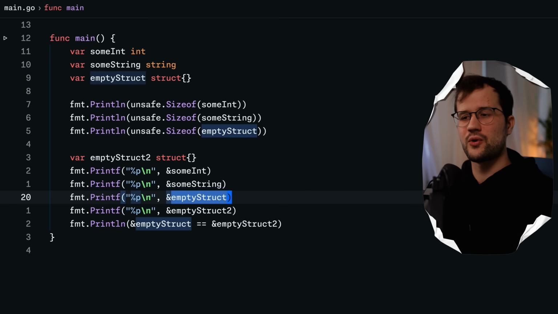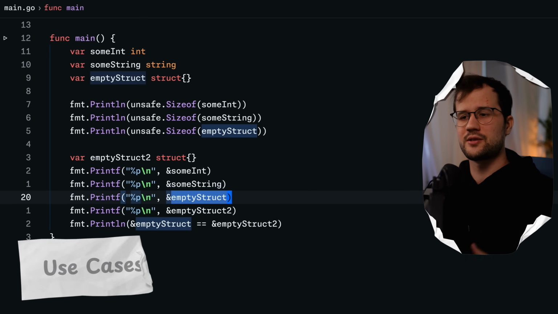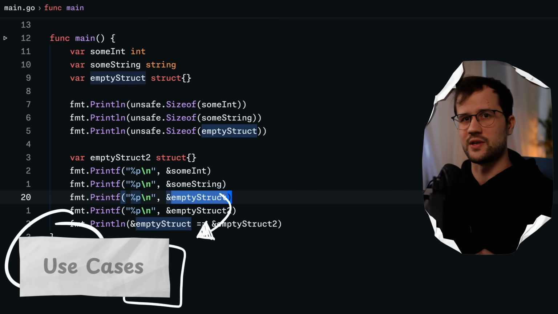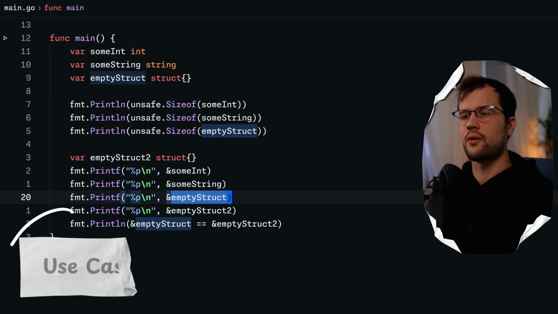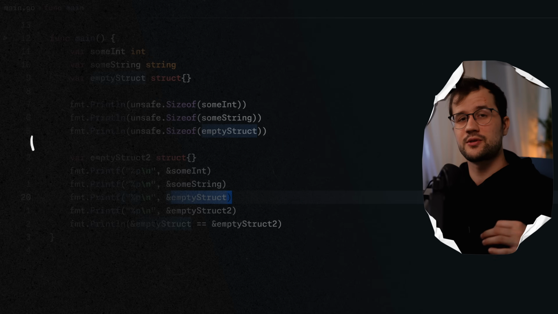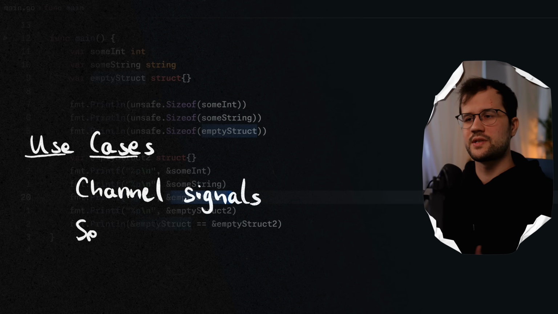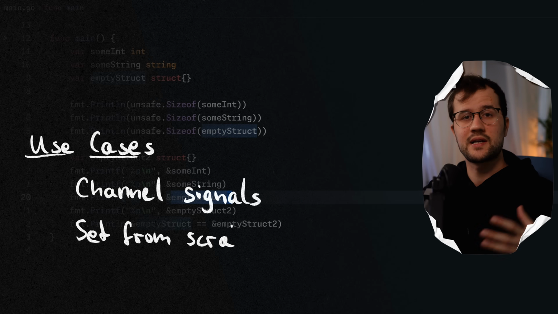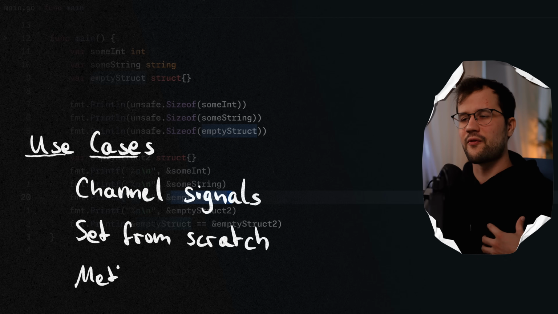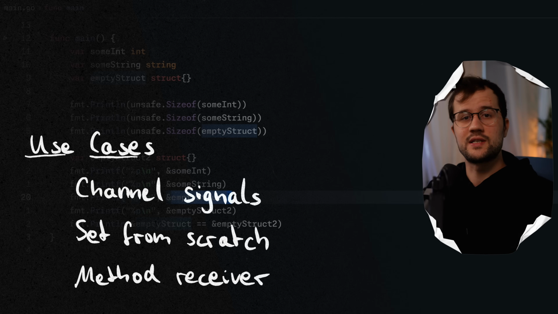Okay, now that we know how it actually works, let's have a quick use case for these empty structs. Here we will focus on the most common use case, which is using empty structs as channel signals. A few other use cases include implementing a set from scratch and, for instance, defining a method receiver in a really straightforward manner.